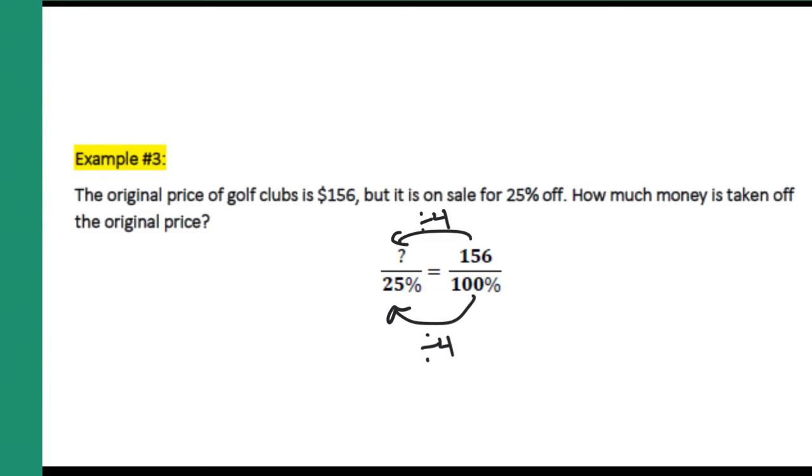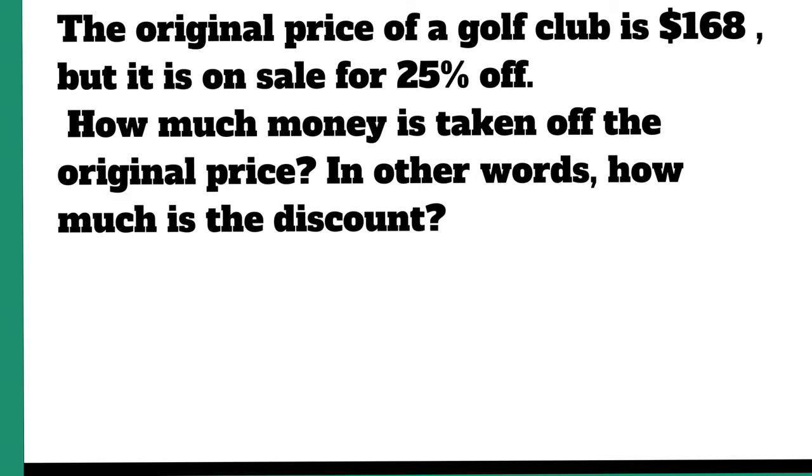Now let's take a look at the question on your concept check. The original price of a golf club is $168, but it is on sale for 25% off. How much money is taken off the original price? In other words, how much is the discount? So this is exactly the same word for word, except I changed 156 to 168. So you set it up the same way.